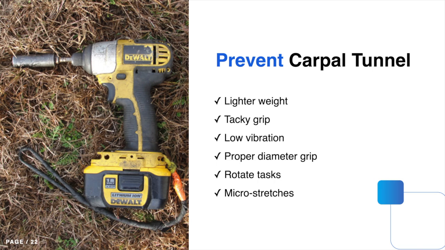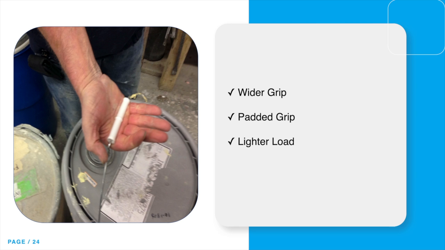We avoid carpal tunnel syndrome by reducing grip force, grip duration, grip repetition, reducing the weight of the tools, reducing vibration of the tools, making grip more tacky and less slippery. We seek grip that is approximately index tip to thumb tip in size. We may seek to reduce grip and pinch time by rotating job tasks frequently.